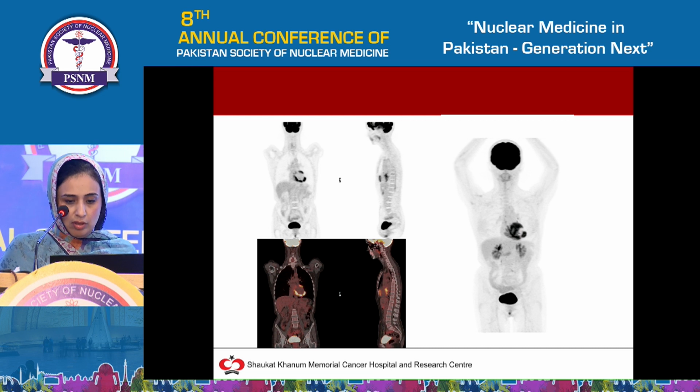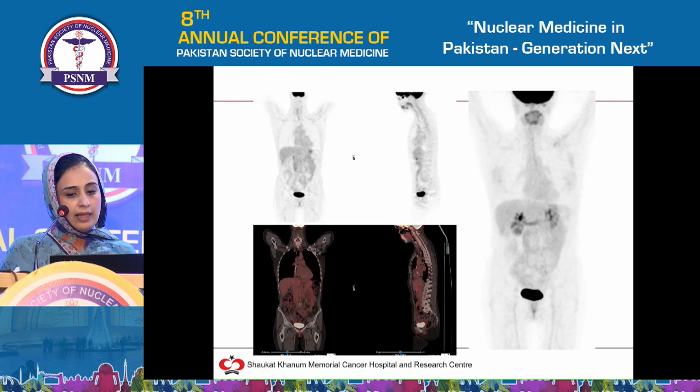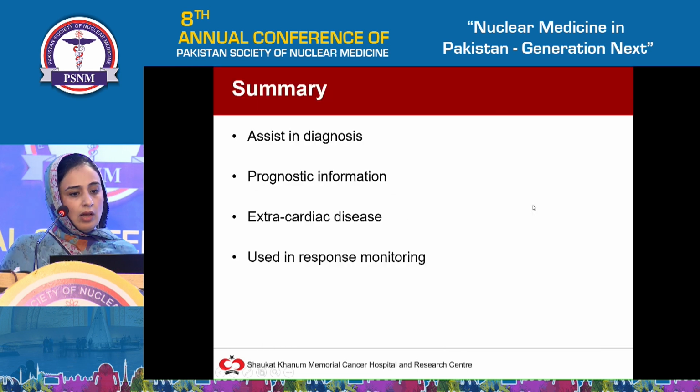So this is a patient, this is the most recent scan I found, a 54-year-old diagnosed with cardiac sarcoidosis on this PET, started on steroids and methotrexate, and then on her follow-up scan in June, you can see there's no myocardial uptake. So PET assists in diagnosis, gives prognostic information, and can also tell us about extracardiac findings. It's being used in response monitoring as well.